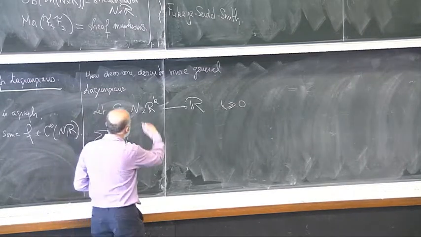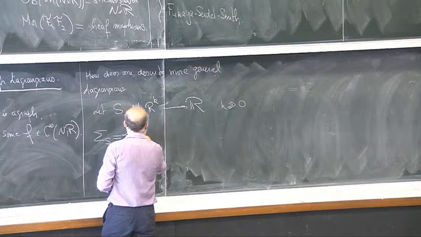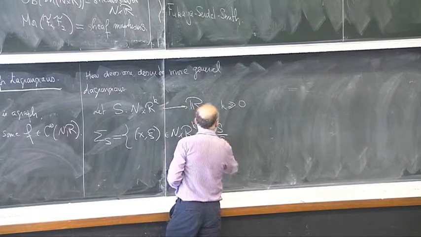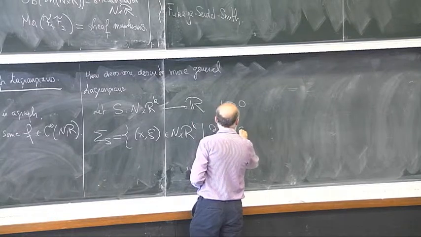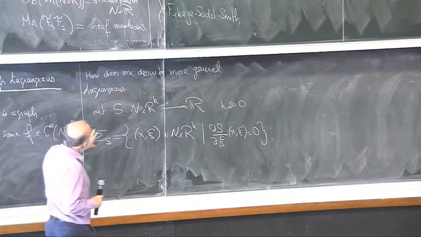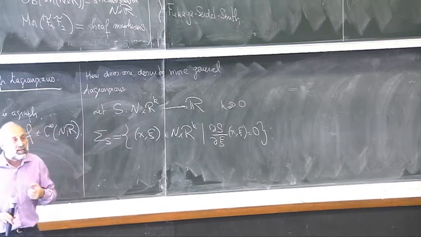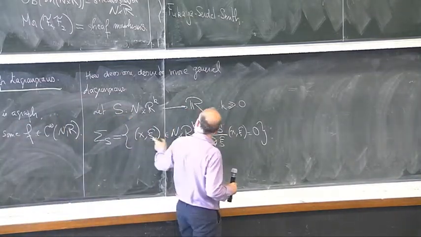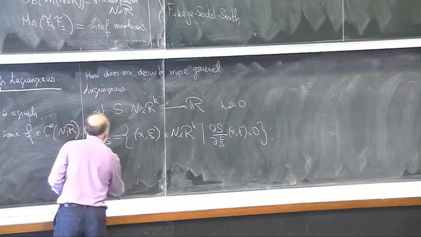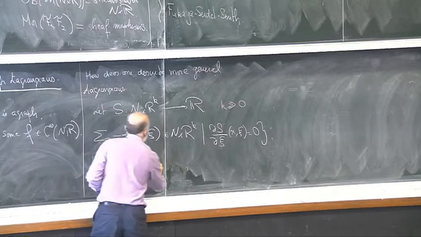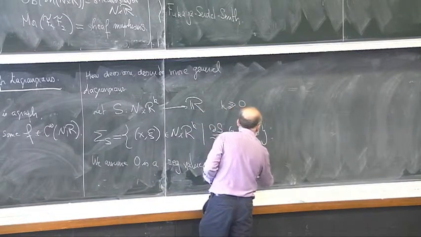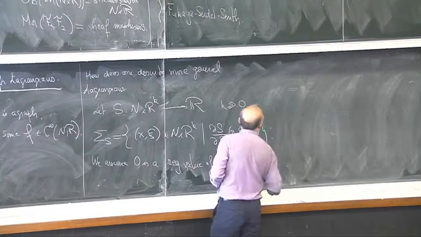you consider Sigma_S, which is the set of critical points in the fiber. So Sigma_S is just the set of (x, psi) in N times R^k such that the derivative of S with respect to the fiber psi is 0. And I want to assume that this Sigma_S is a smooth submanifold. For this, I need to assume transversality, which means that I assume the map (x, psi) to ∂S/∂psi has 0 as a regular value.